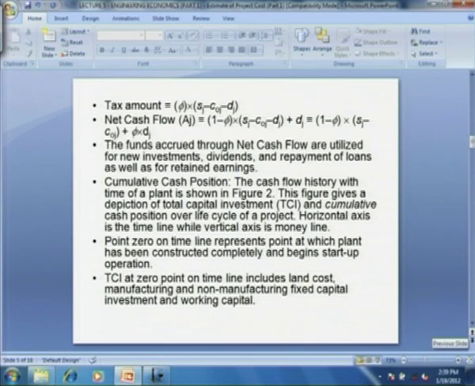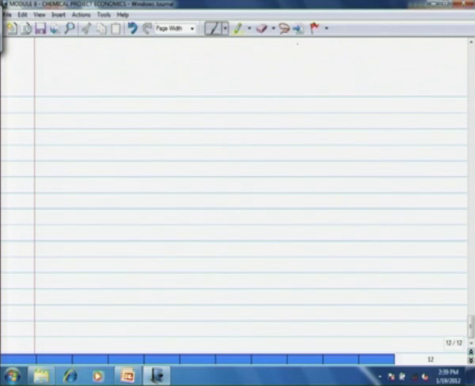Let us see another similar diagram, that is the cumulative cash position. The cash flow history with time of a plant is what is known as the cumulative cash position. Now, we shall draw another diagram in which money and time will be the two axes, and then we shall see how the funds vary over time and magnitude. Cumulative cash position diagram for a company.